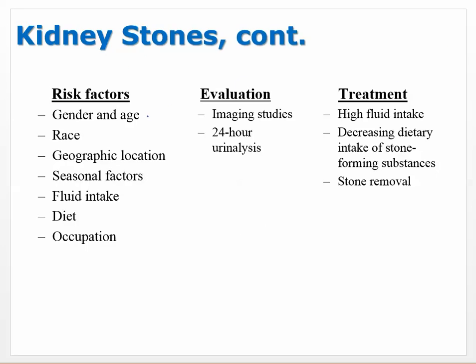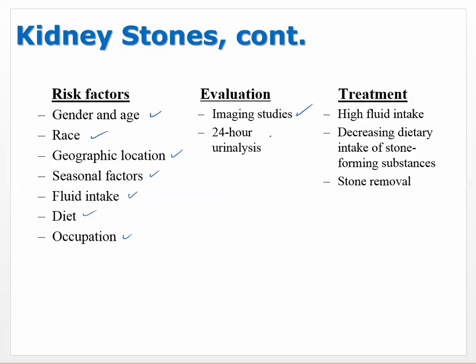All right, so risk factors: gender, age, race, some of our normal players. Geographic location, so what your diet is, seasonal factors, fluid intake, what your job is. So there are lots of different things that have been shown to correlate with getting kidney stones, although it's not absolutely known. There are still some mysteries involved in it. Evaluation, how are we going to look at it? Well, we can take a picture. You can have an MRI or an X-ray, and you can find out if there are some solid stones in there.